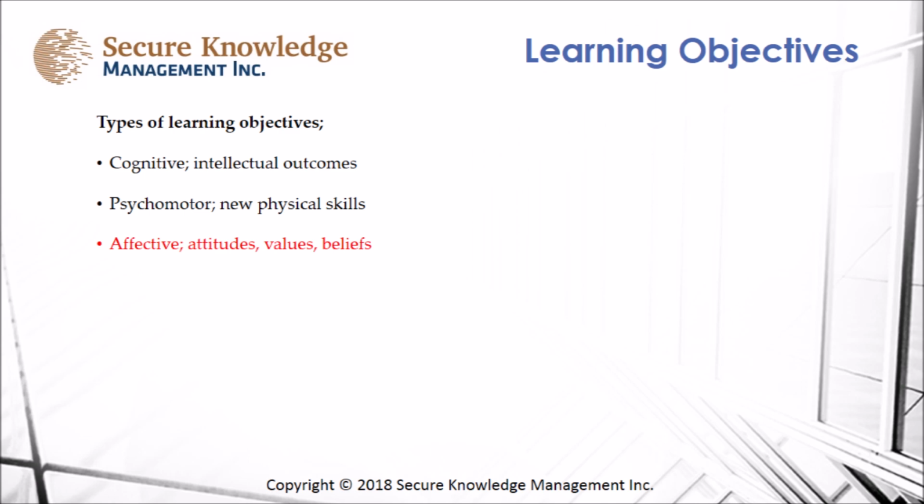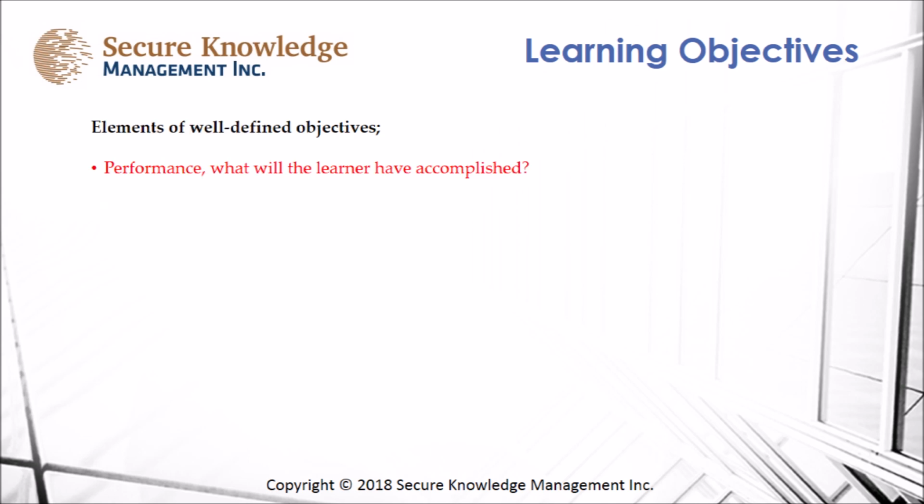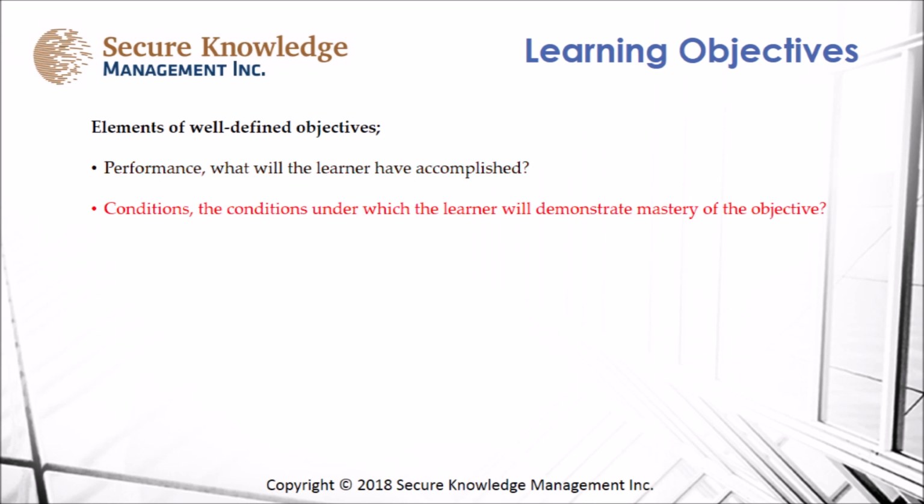This is where a student picks up new knowledge and changes the way that they approach the subject in the business environment. Elements of well-defined objectives include performance. What will the learner have accomplished by the end of the course? What can they take away with them and apply in their new job, or perhaps a job that they're applying for in the future? Of course, the conditions in which the classroom is executed, whether it's online or in face-to-face lessons, will affect how the student learns.